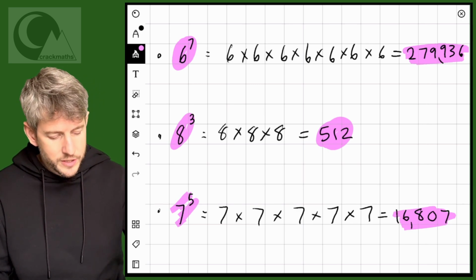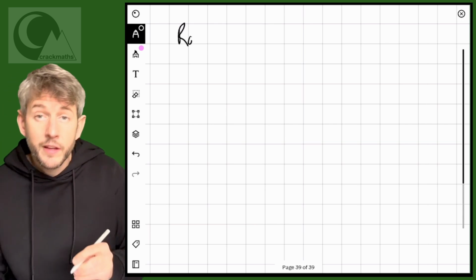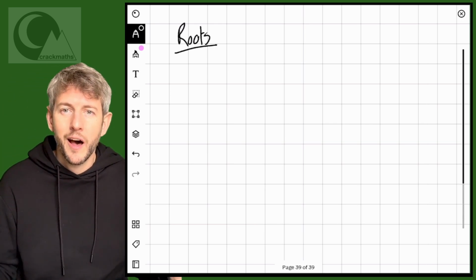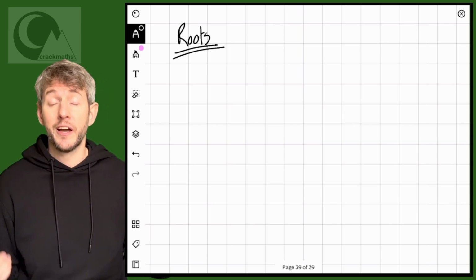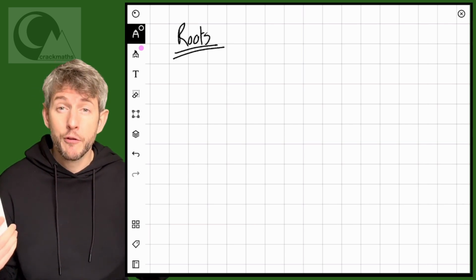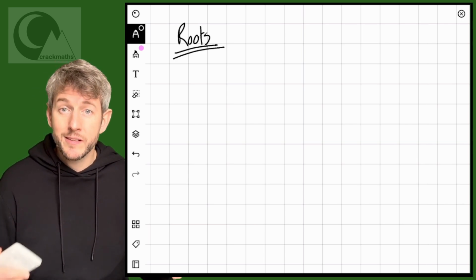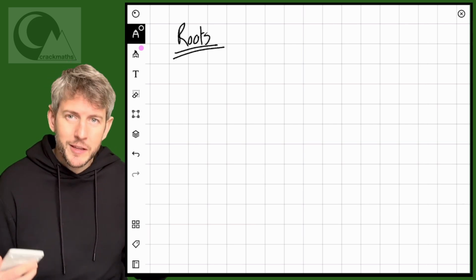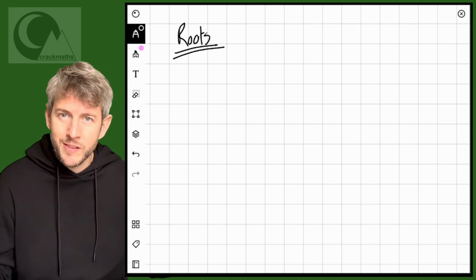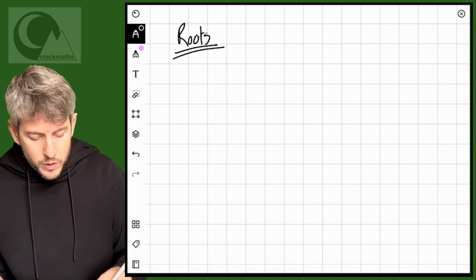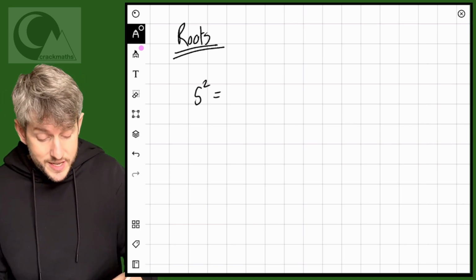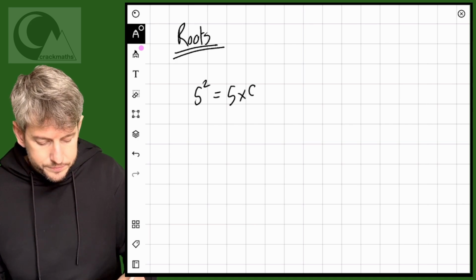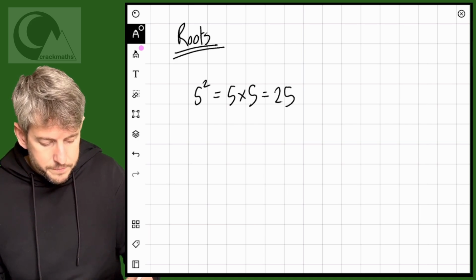Now what we've got to look at is roots. Roots are our means of undoing a power. In a way, they're like our reverse calculation for when we square something, cube something, or put something to the power of 4, 5, 6, whatever. So say, for example, I do 5 squared. I know that 5 squared is 25 because it's 5 times 5, which equals 25.